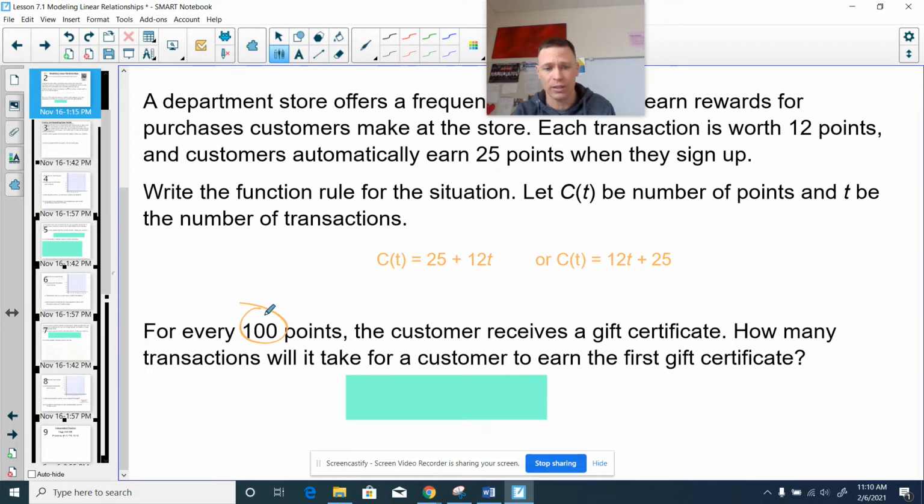Well, the answer is I want to know when my customer points is actually 100 points. And so that's the equation I'm going to start off with. I'm going to take this 100 and put it in for C of t, total amount of points. And then I'm going to solve for t because t represents the amount of transactions that it'll allow me to take to get to that point of 100 points. So let's start off with that.